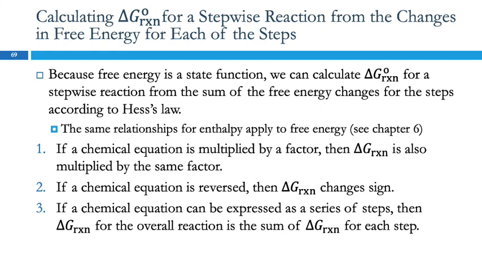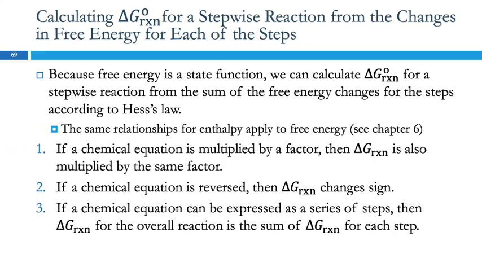Okay, the third way of calculating delta G. So delta G, the free energy, is a state function, and so we can use Hess's law and take different chemical reactions where we know delta G and add them together to get delta G for the new equation. So the same relationships for enthalpy apply to free energy.